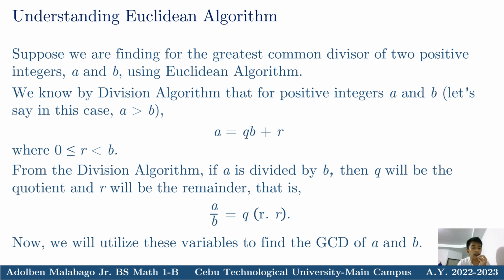So here, QB, if we divide it by B, results in Q, which is the quotient of A over B, with R as the remainder. That's basically the element of the division algorithm. It revolves around that concept. So now we will utilize these variables to find the GCD of A and B.